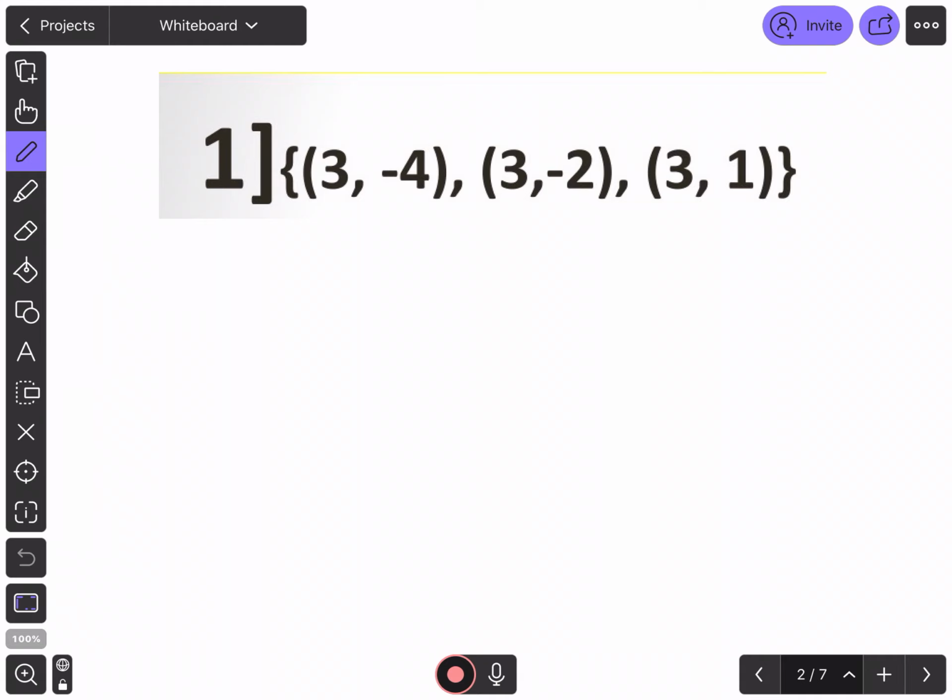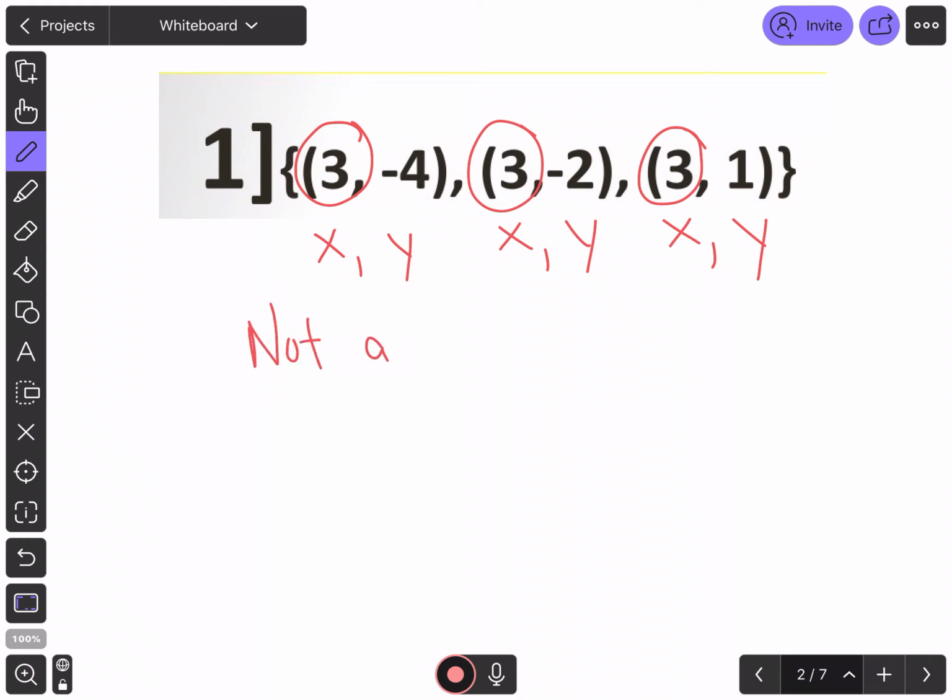Here, we are paying attention to the x values. When we are looking at functions, x values cannot repeat. So let's look at the x values. As you can see, the x values are 3. The x values repeat. So this is not a function because x values repeat.